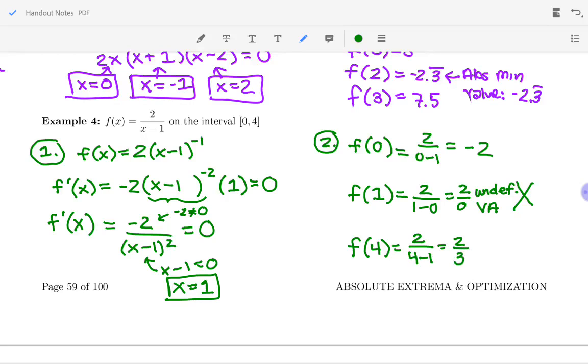So, looking at the only two y values we have, we want to figure out which one's the highest and which one's the lowest. So we'd say the lowest is negative 2. It's our absolute min. And our highest is 2/3. Our absolute max.